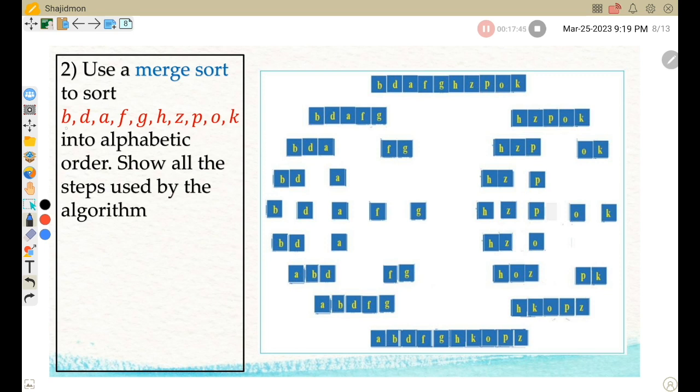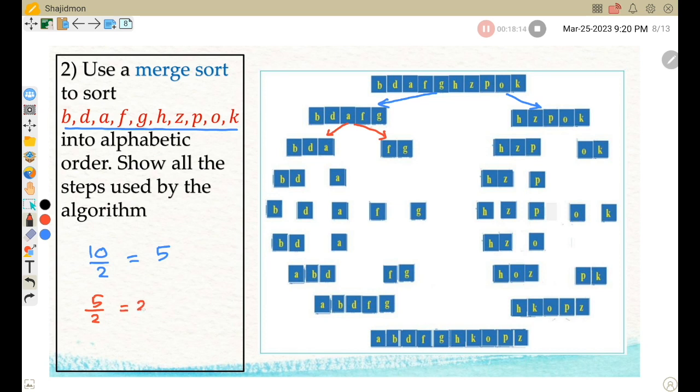So how many elements are there? You can check it here. Totally we have 10 elements. So 10 divided by 2 means we are getting 5. So first we divide these 10 elements into two lists of 5 elements: first 5 elements, then the next 5 elements, B, D, A, F, G, H, Z, P, O, K. Now again this 5 is divided into 2.